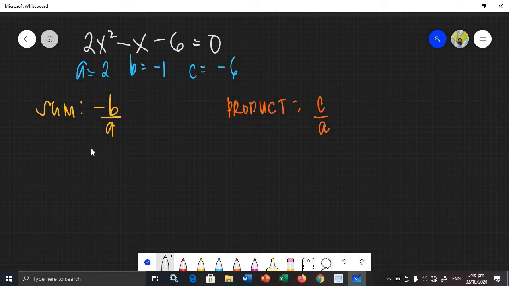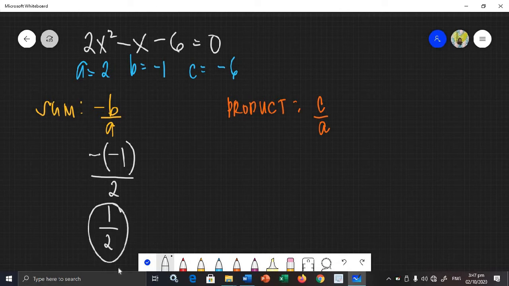So now, finding the sum of quadratic roots, substitute lang natin yung values ng coefficient. So, negative, your b is negative 1, your a is 2. Negative times negative 1, that is 1 over 2. Ang sum mo ngayon ay 1/2. Ganun lang siya kadali. Alam mo yan, wala kang sinolve na quadratic roots, pero alam mo na kapag pinag-add mo yung dalawang roots ng quadratic equation na yan, the answer is 1/2. Diba? Amazing.